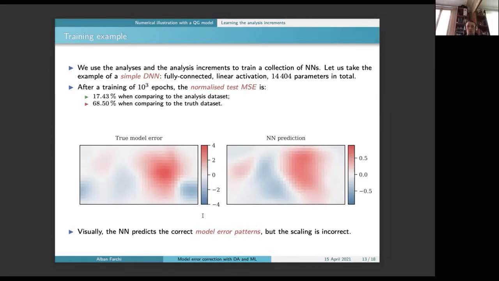Okay, so we have trained our neural network, and now what we want to do next is to plug in the neural network and the physical model in order to obtain the hybrid model. And we want to evaluate the ability of the hybrid model to do forecast and later data assimilation experiments.